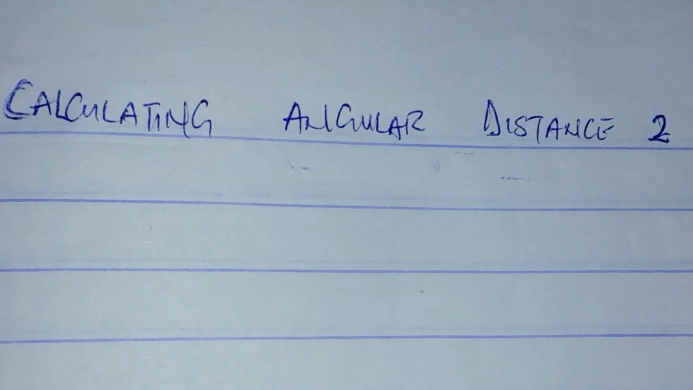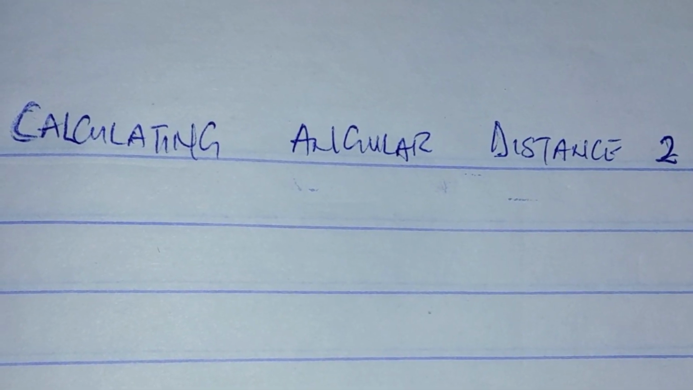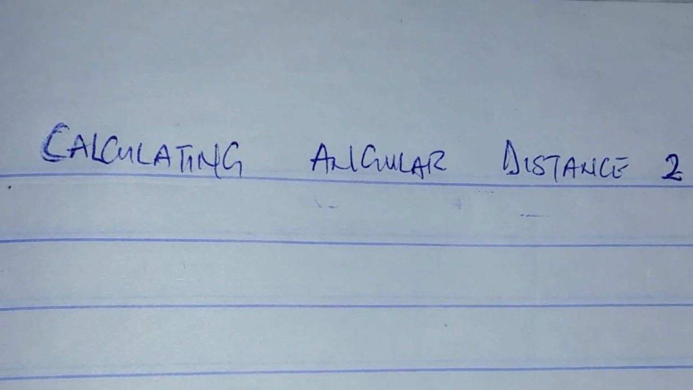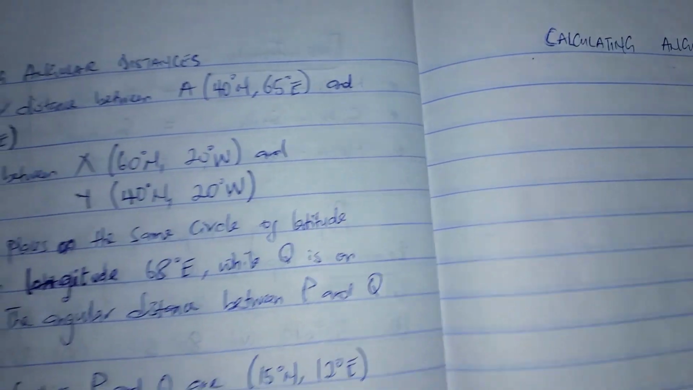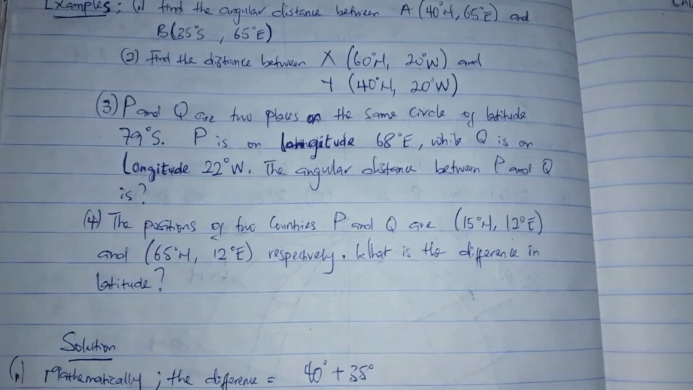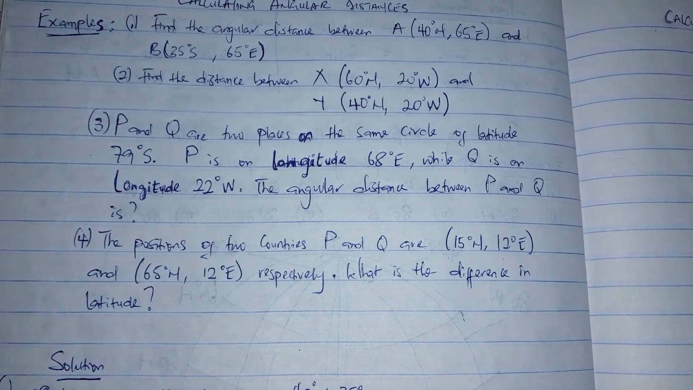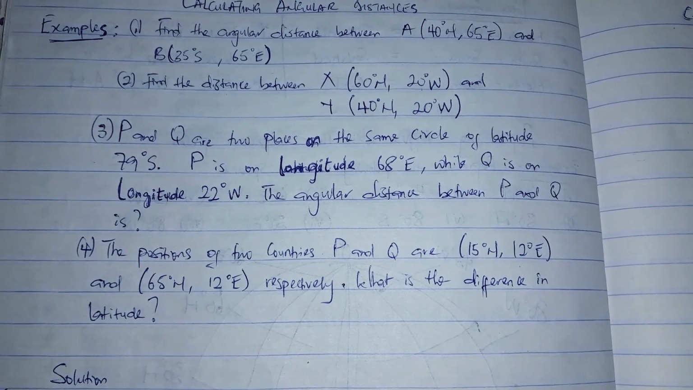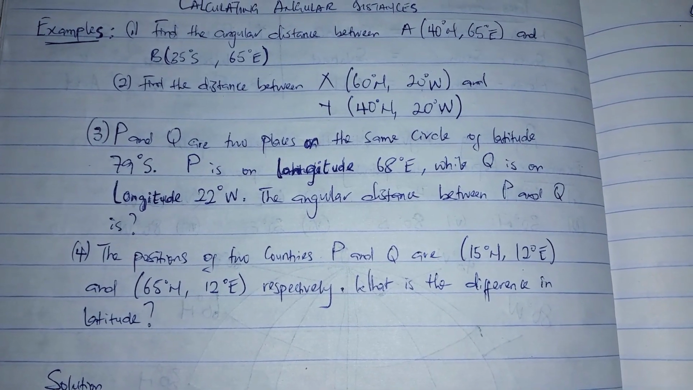In today's class, we're looking at calculating angular distance 2. Now, we'll be continuing from where we stopped in our last class or video. We have number 3 and 4 remaining. To those who tried it out, very good. To those who didn't try it out, no problem, that's also very good.